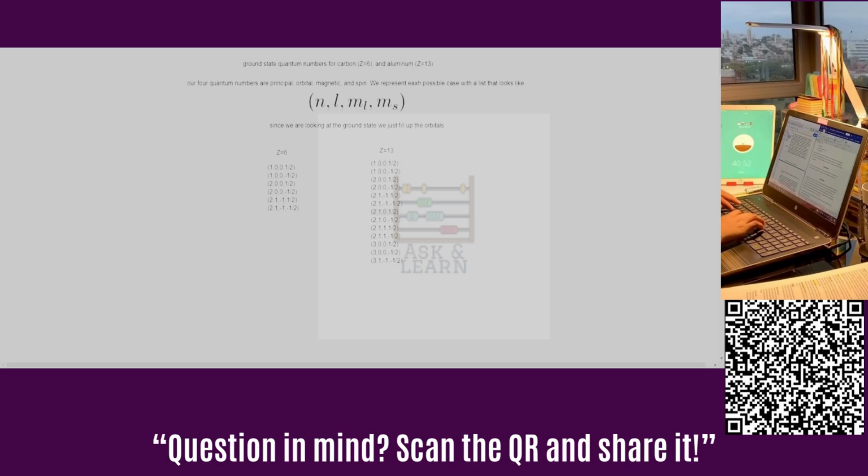We still haven't reached 13, so we have to go to n equals 3. We go to n equals 3, we consider first the case where l is set to 0. We have 3, 0, 0, 1/2, and 3, 0, 0, minus 1/2. And again, for the next ones, we'll start with ml negative because that has the lowest energy. And we have 3, 1, minus 1, 1/2, and that's it. We reached 13. So we have filled up the available states of lowest energy.